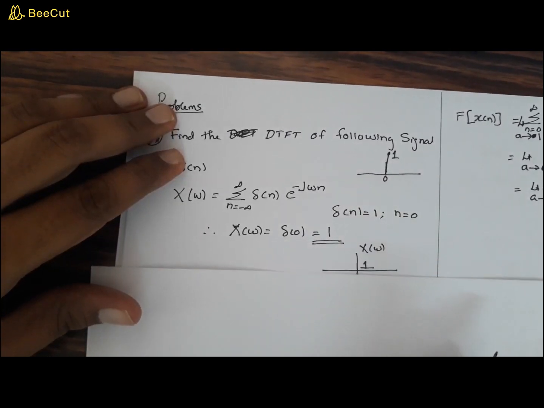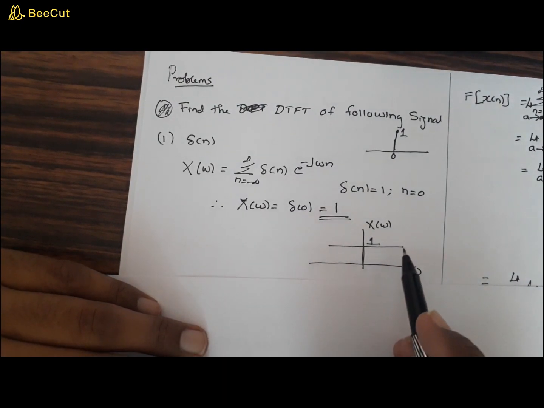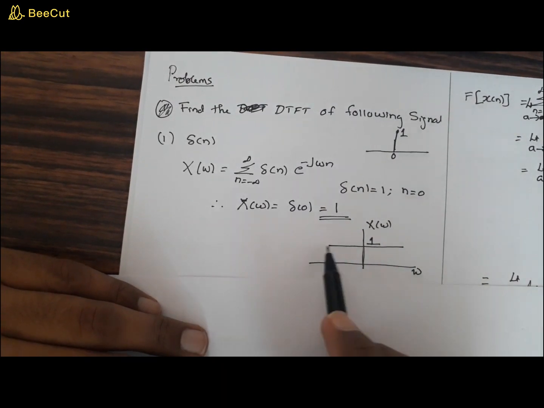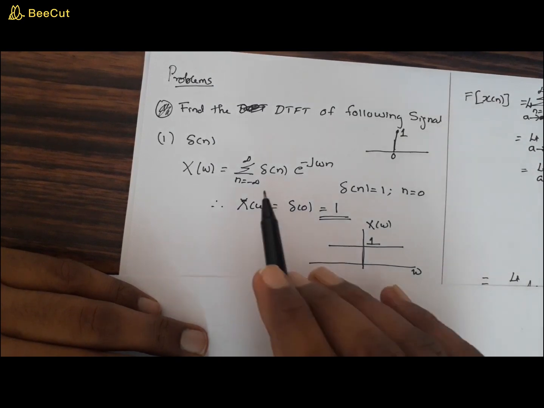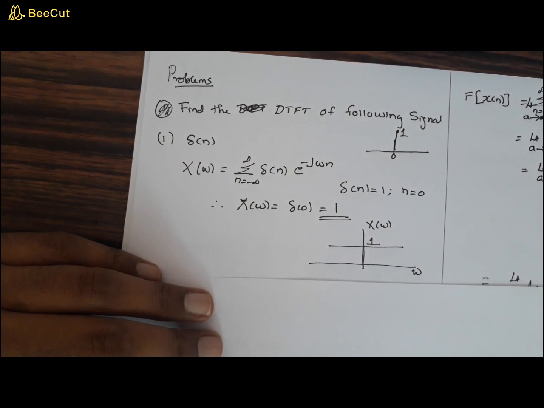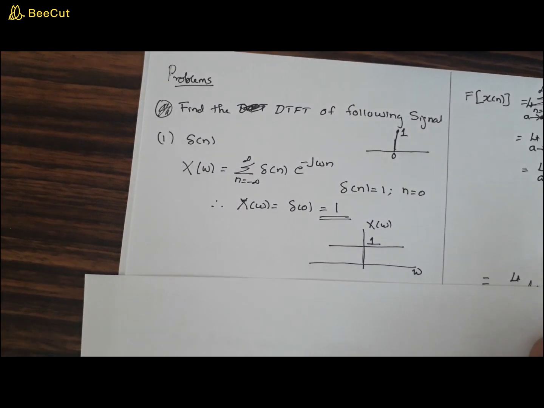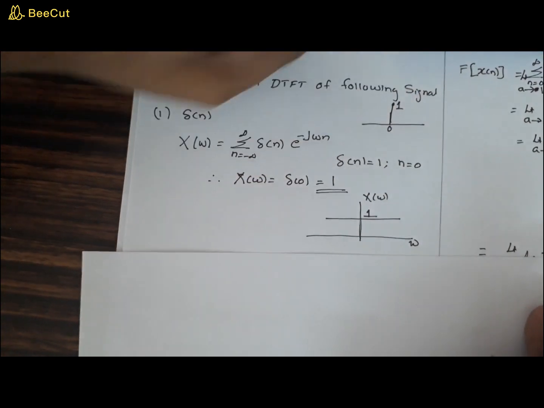So what is the implication of this? The figure of x of omega looks like this, meaning it is irrespective of the frequency. The frequency content of an impulse signal will have all the frequencies from minus infinity to plus infinity, having an amplitude equal to 1. So the impulse signal is a signal which consists of all the frequencies that you can imagine. That's the implication of this x of omega, right?